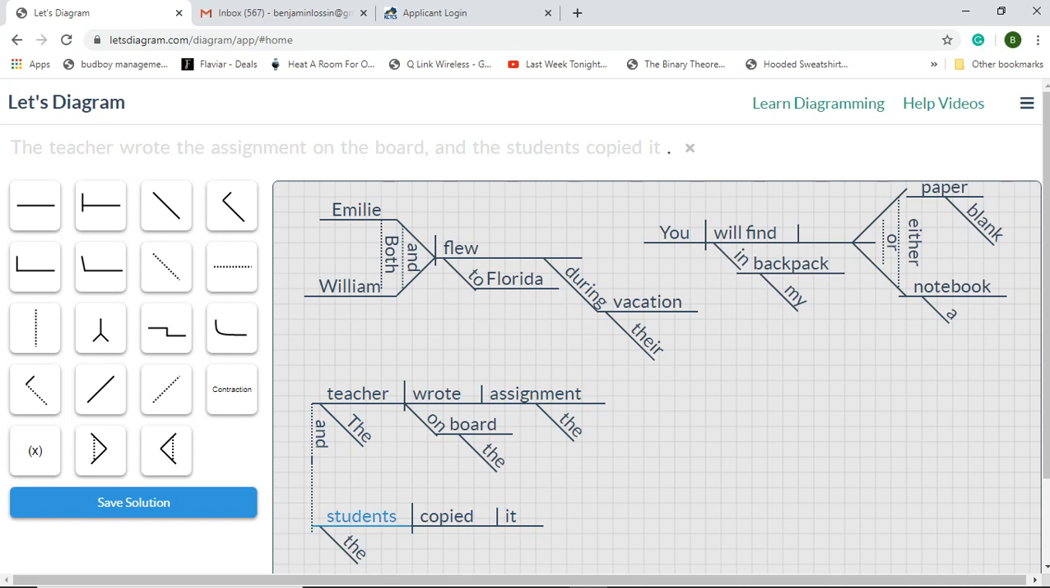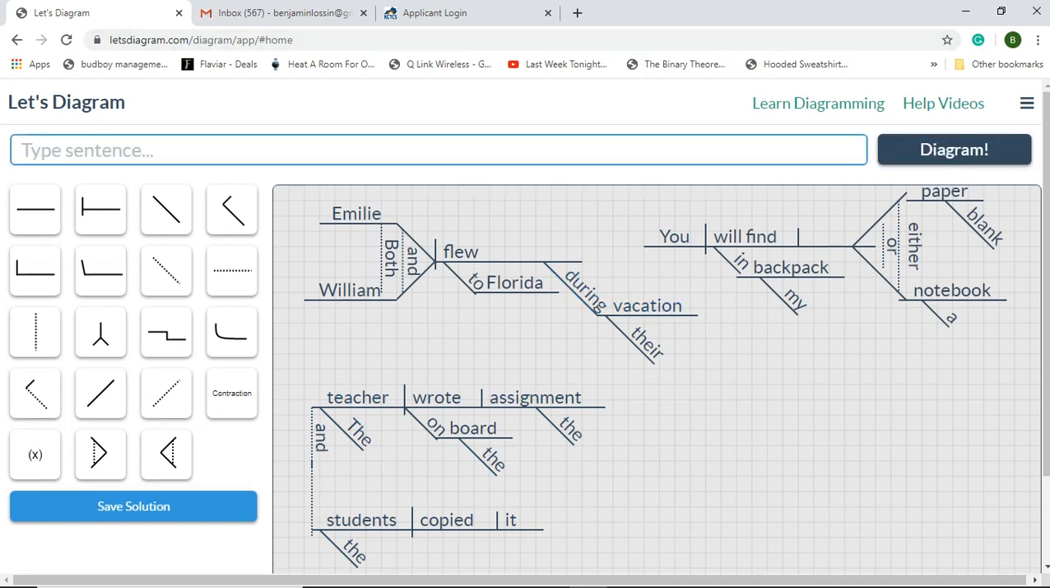Come down here for our second part. We have students is the subject. Copied is the verb. It is the direct object. The is an adjective modifying students. Good, you guys. Now let's head on to number 4. So number 4.